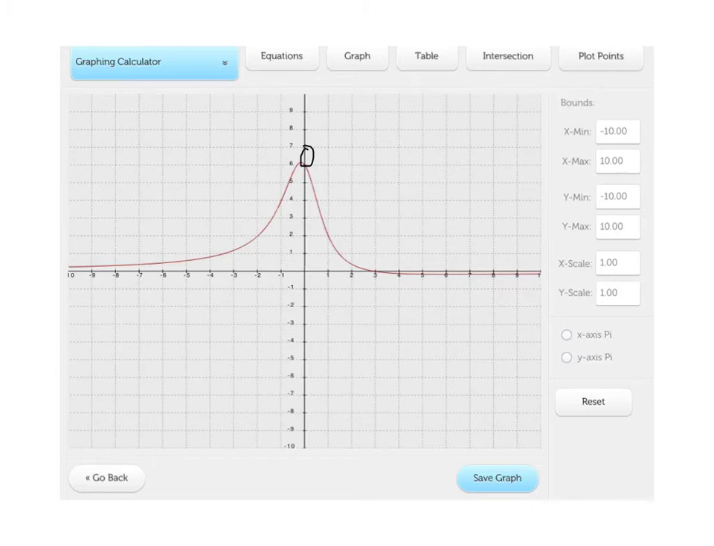Again, we stated that there were going to be no vertical asymptotes, and as you look at this graph, you can see no verticals, and there is a horizontal at y equals 0. So y equals 0 is the x-axis, and right there you can see that the graph is approaching but never actually hitting.